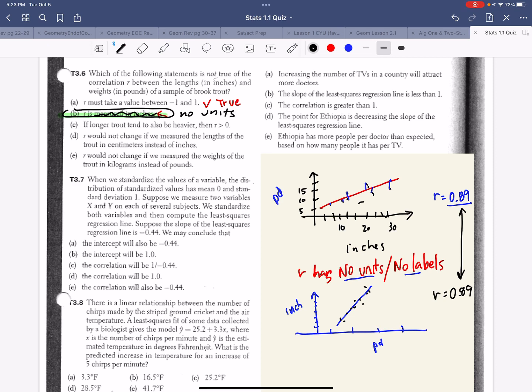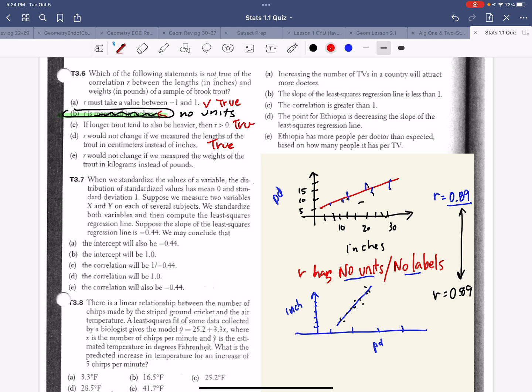What would be C? If a longer trout would also tend to be a larger trout, it would be heavier. If R is positive, yes. If it's a positive association, the bigger the trout, the heavier it would be. R would not change if we measured the length of the trout in centimeters instead of inches. Yeah, once again, these don't have units. So if I change this to centimeters, R wouldn't change. So that's true.